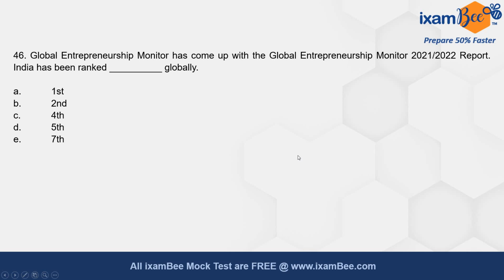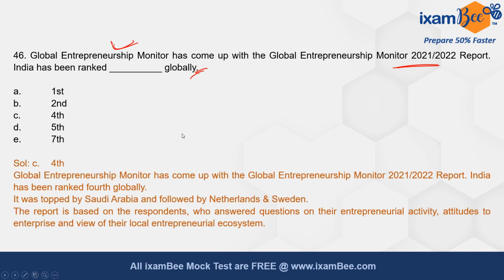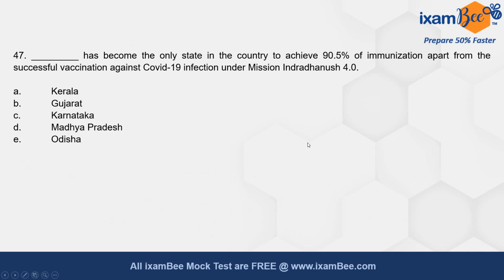The next question: Global Entrepreneurship Monitor has come up with the Global Entrepreneurship Monitor 2021-22 report. India has been ranked fourth globally. ये जो report है इसमें इंडिया का rank क्या है globally? That is fourth. ठीक है. It is topped by Saudi Arabia and followed by Netherlands and Sweden. Then India is at fourth. Okay, Saudi Arabia, Netherlands, Sweden, and India. The report is based on the respondents who answered the questions on their entrepreneurial activity, attitudes of enterprises, and view of the local entrepreneurial ecosystem. India is at fourth.